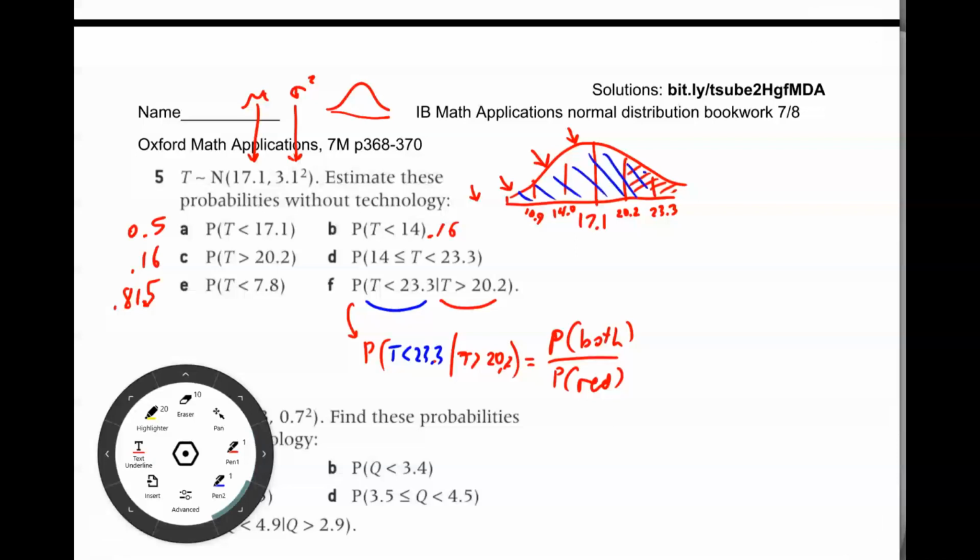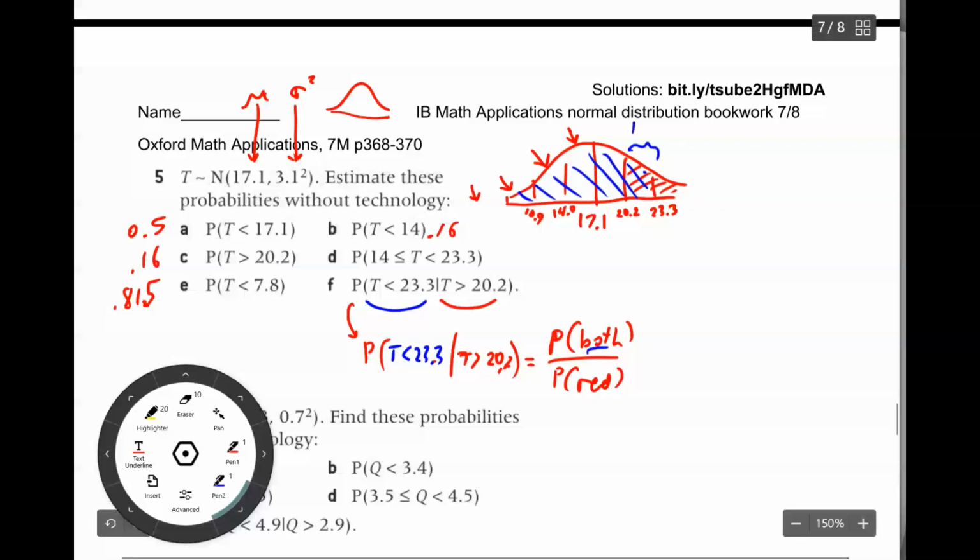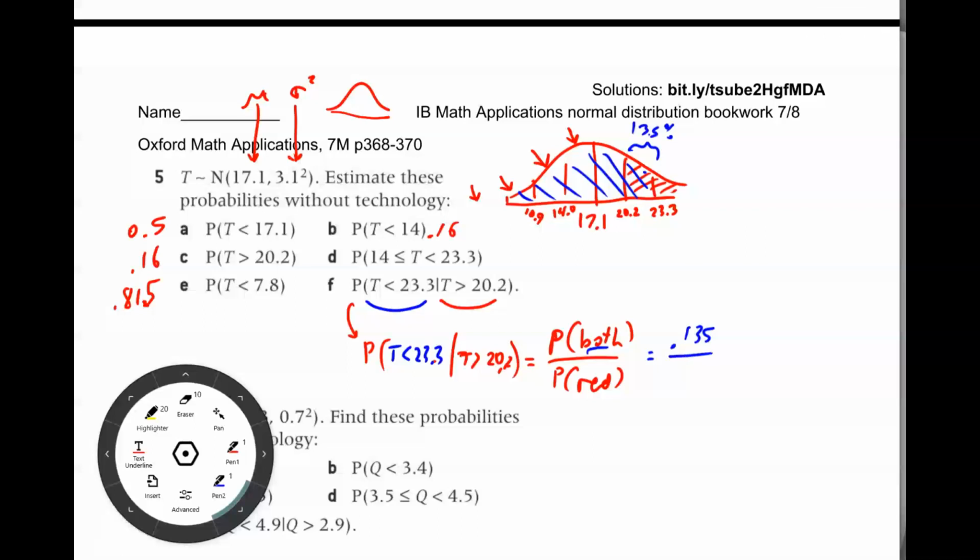So when I want the probability of both happening, which would be the red and the blue, that would basically be this one section here. So what's the probability of that happening? Well, according to 68-95-99.7, this would be 13.5, right? So I'm going to write it in decimals here. The top is going to be 0.135 because that's the part where both happened.